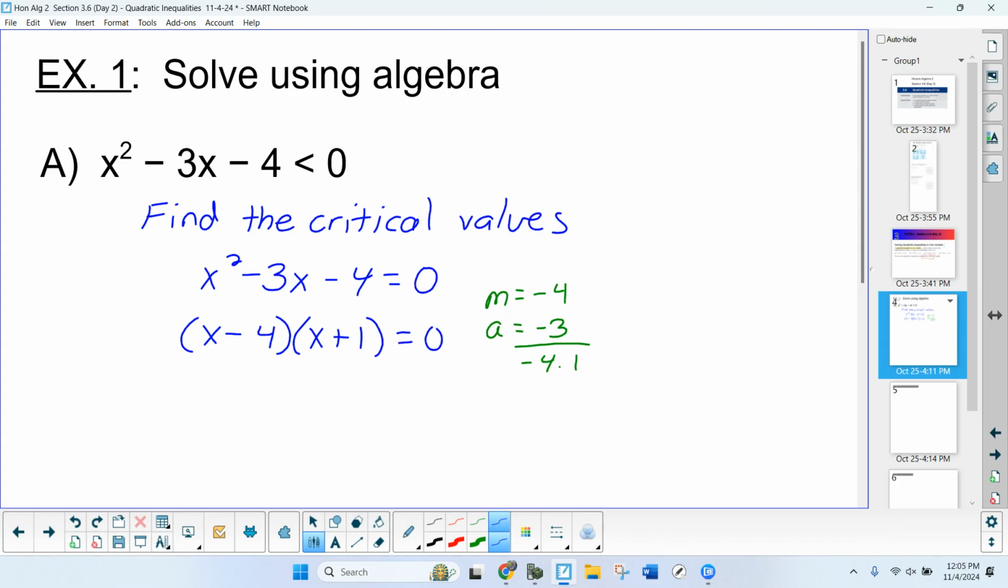And when you set each of these equal to 0, what are your critical values? x equals 4 and x equals -1. Now, don't stop here. This is a common mistake. People are like, done, I solved. But you solved the equation, x squared minus 3x minus 4 equals 0. We are not done. We have to solve the inequality. So these are only the critical values.